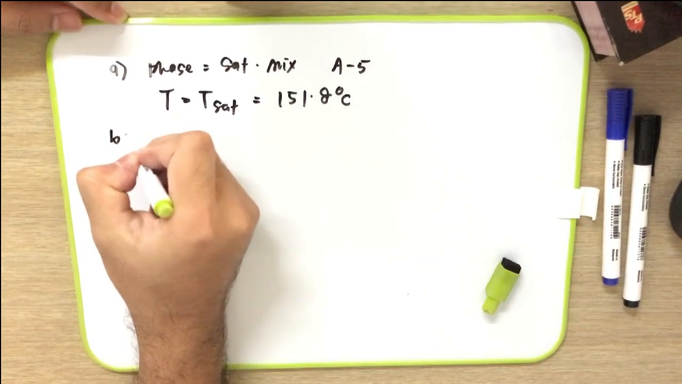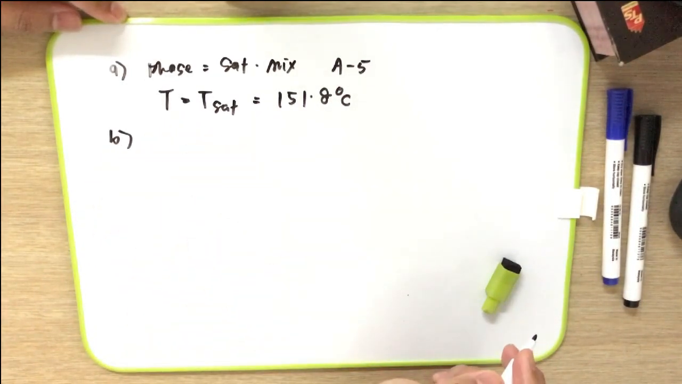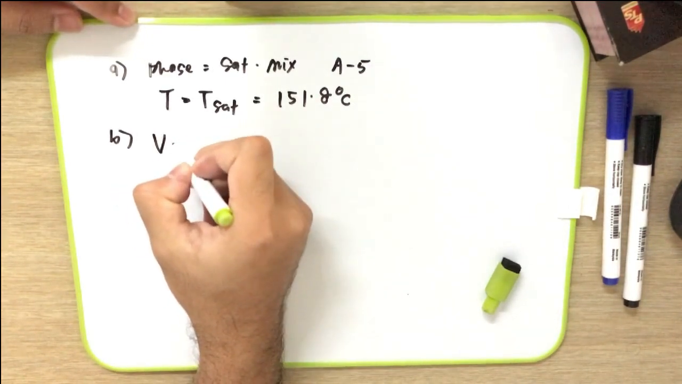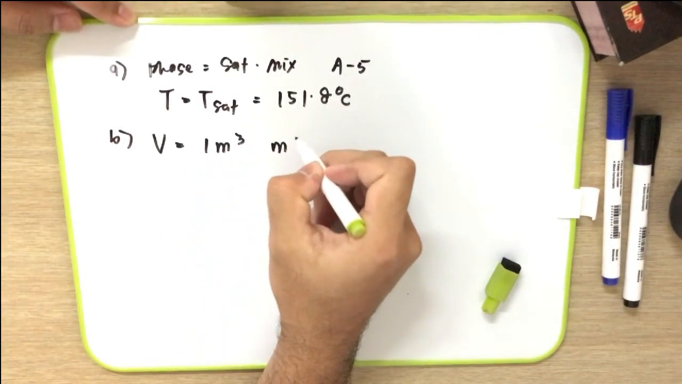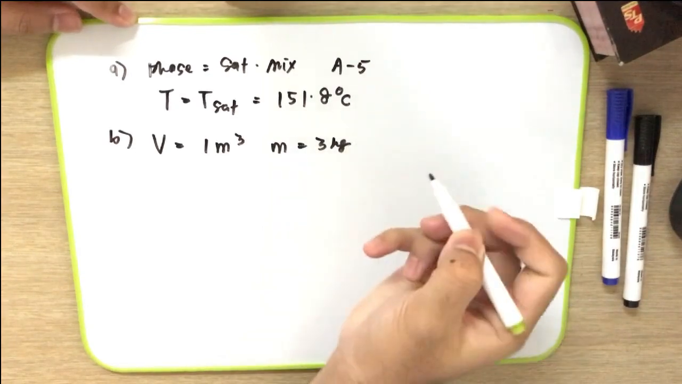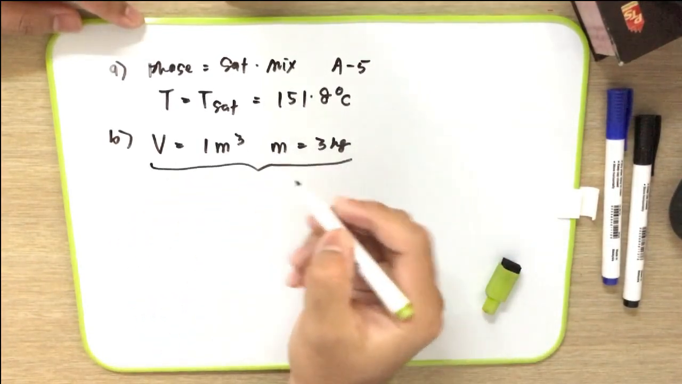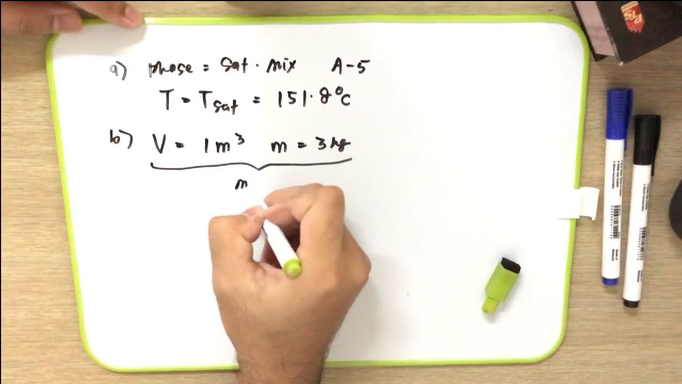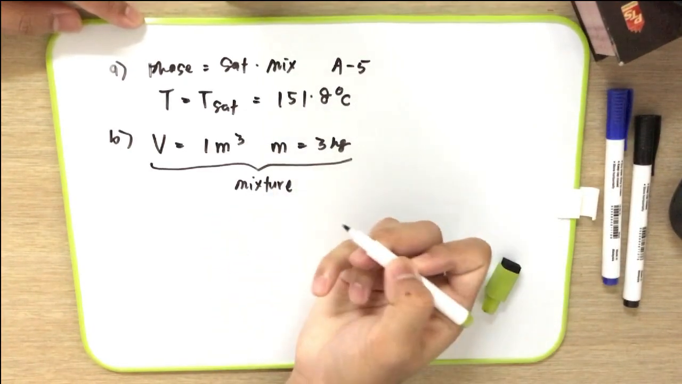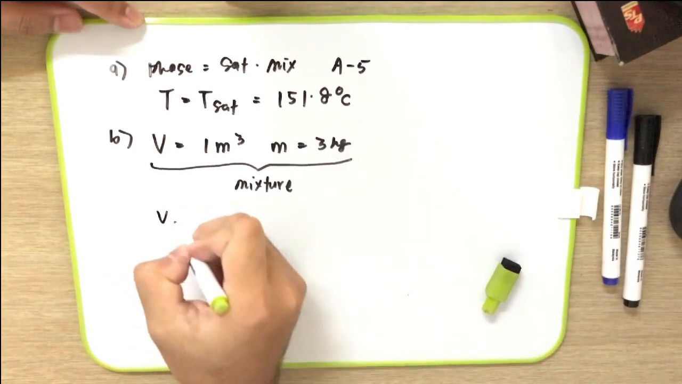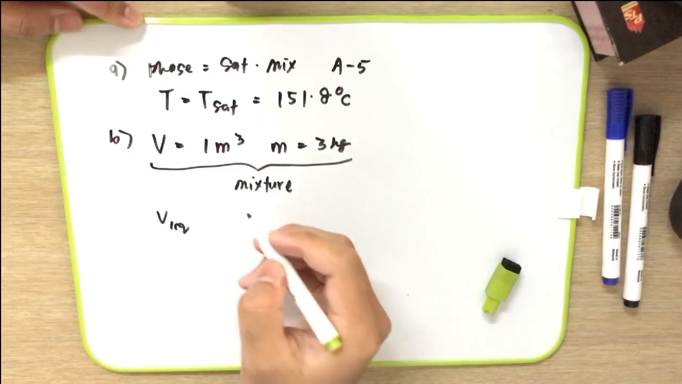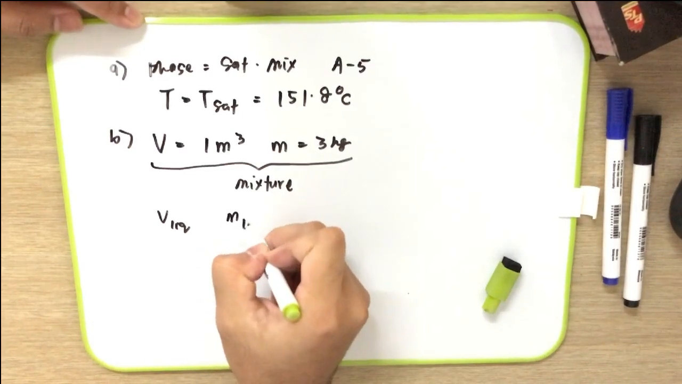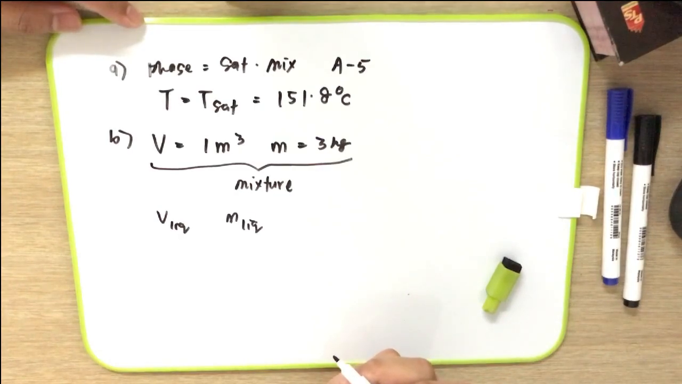Alright, now question B. We need to find the volume and the mass of water. So what we have in the question is V, 1 meter cube, and the mass 3 kg. But both of this info is for the mixture, right? It is for the mixture. So in order to find the volume for water in liquid form, and also mass in liquid form, we need to find another way.